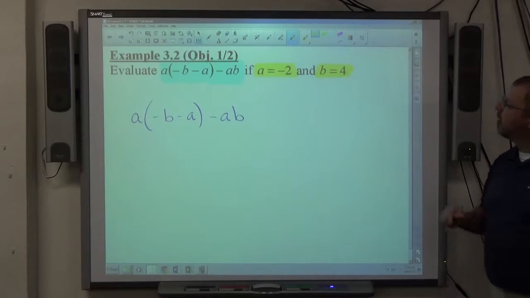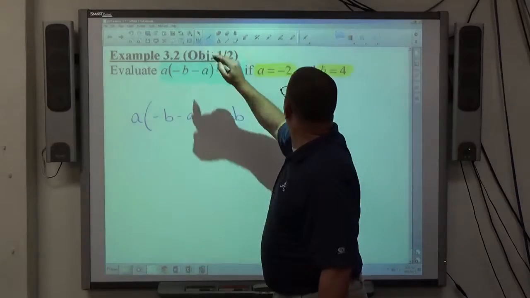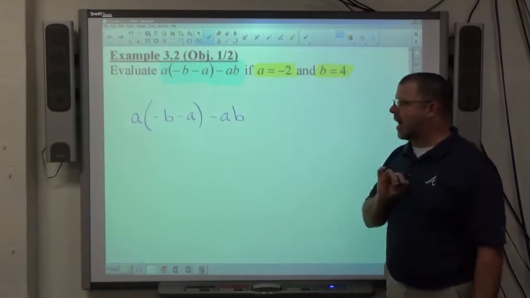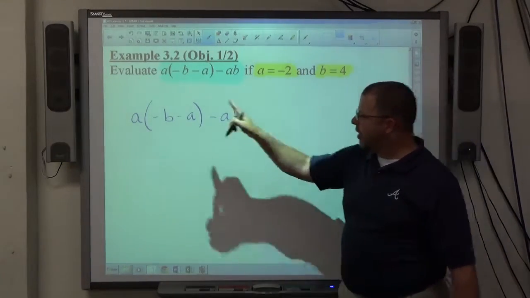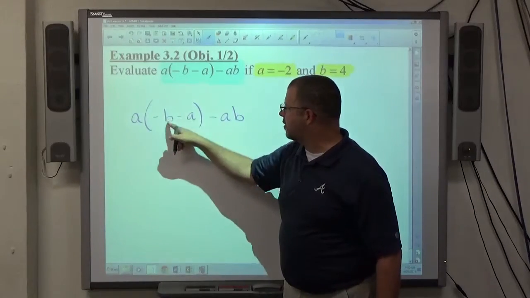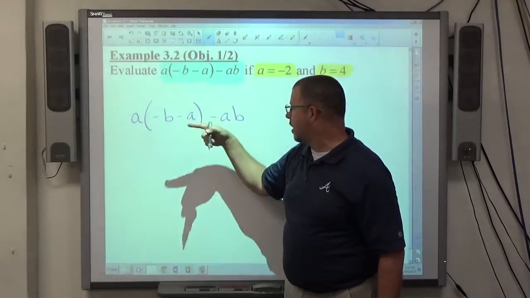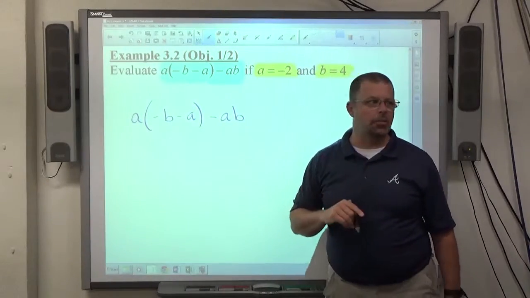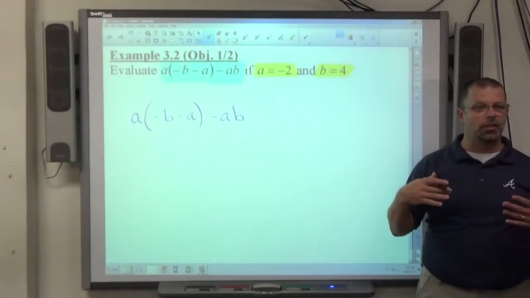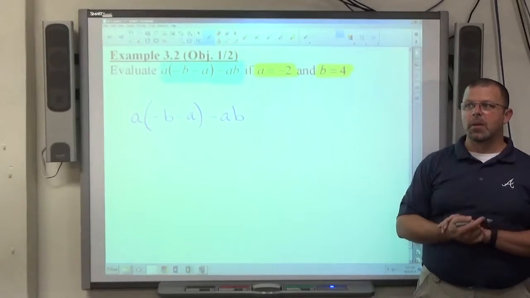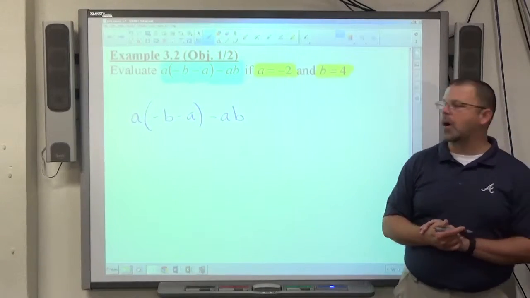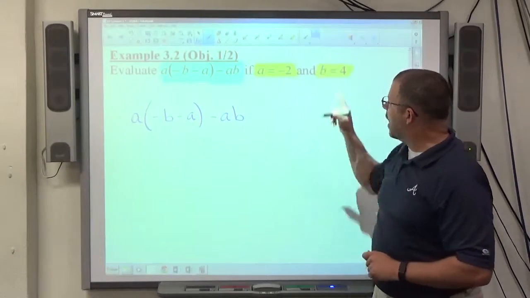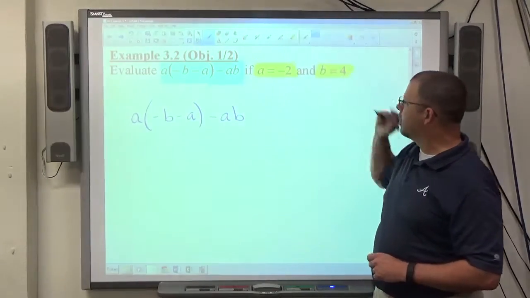So the original structure of the problem is that this one thing is being multiplied by this sum or difference, whatever it ends up being, and that product is being subtracted by this product, a times b. So again, thinking about the order of operations in advance before I start sticking numbers in, be careful that same structure ends up in your problem after substitution. So every a is equal to negative 2, every b is equal to positive 4.